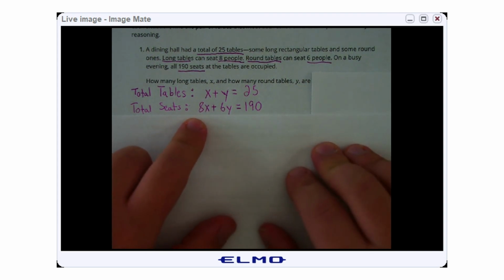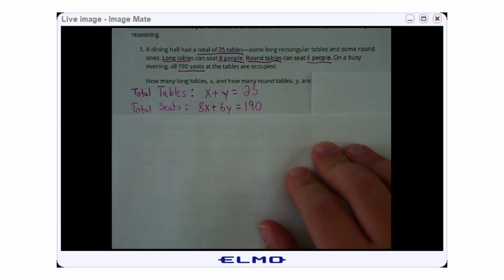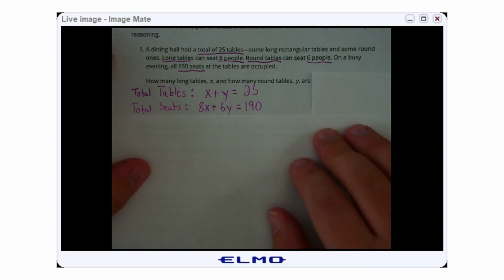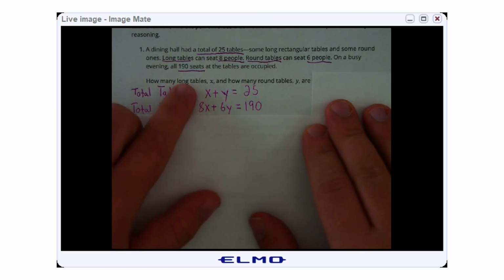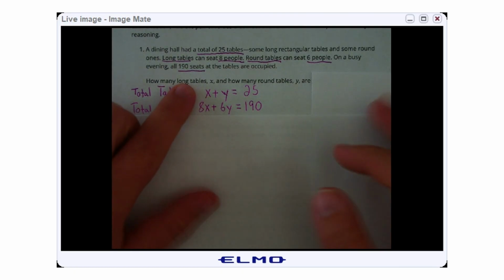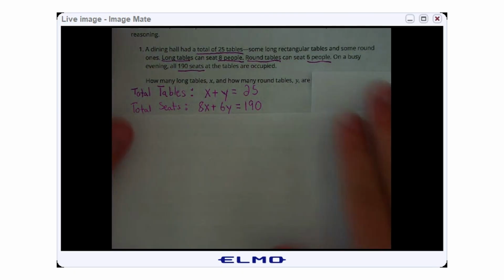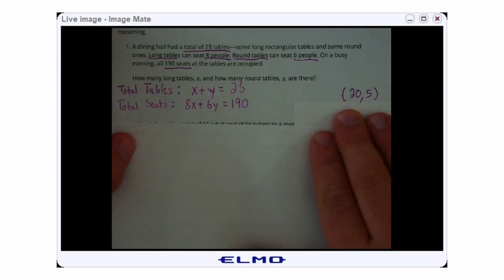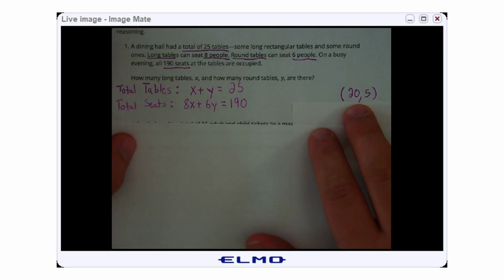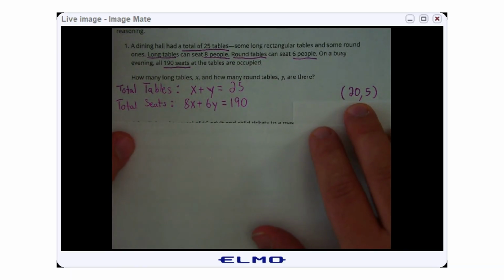And it wants us also to be able to find this solution. What I did to find this solution is I went on to Desmos, I graphed these two equations, and I found where these two equations cross each other. These two equations cross each other at 25, right? They cross each other at the point 25.